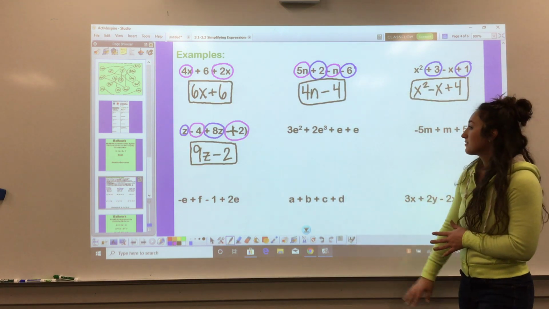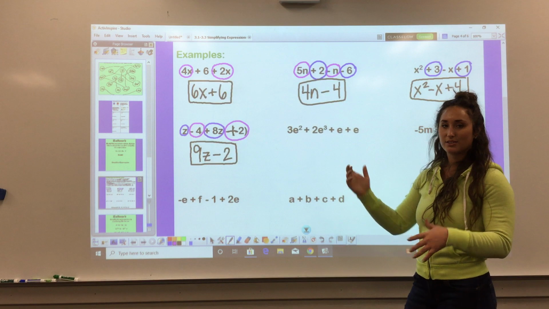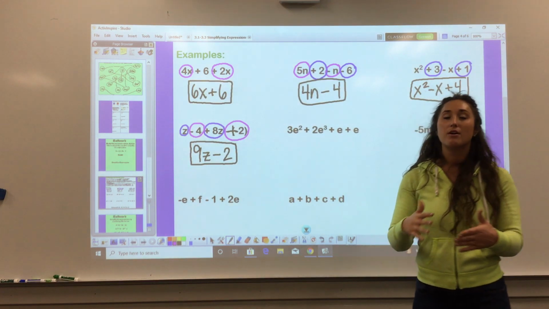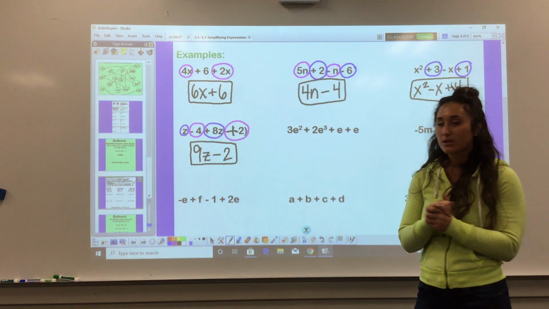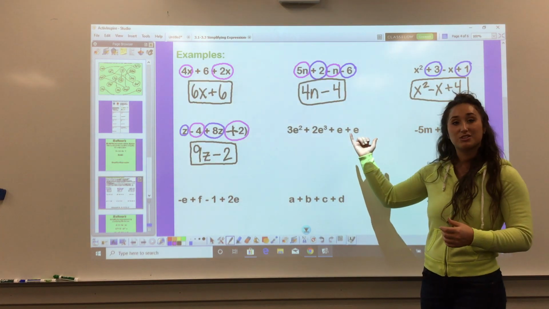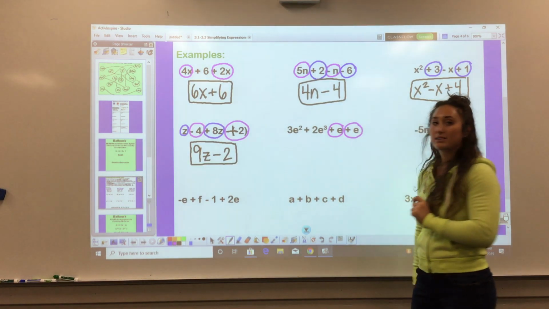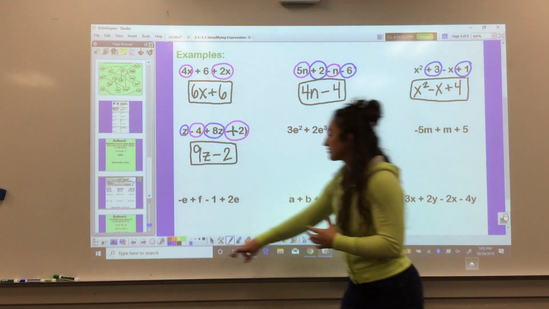All right, next one, 3e squared plus 2e cubed plus e plus e. So we have a lot of e's going on, but remember the only ones that are like terms are the ones that have the same exponents. So that would be just these two e's at the end. Plus e and plus e are considered like terms.